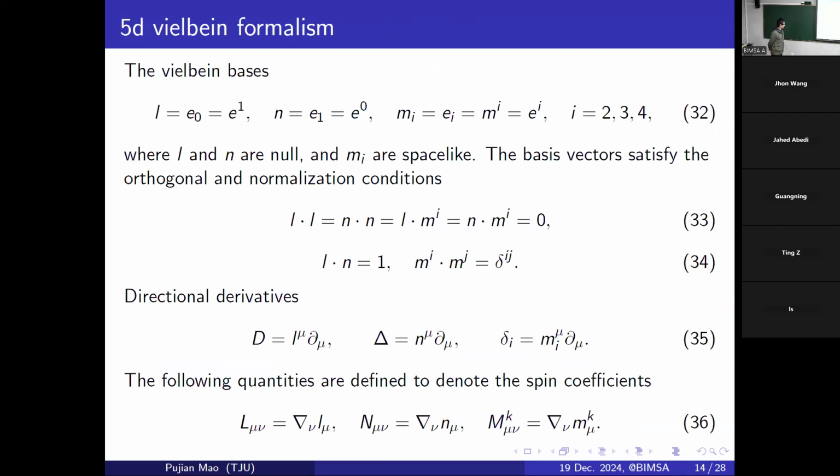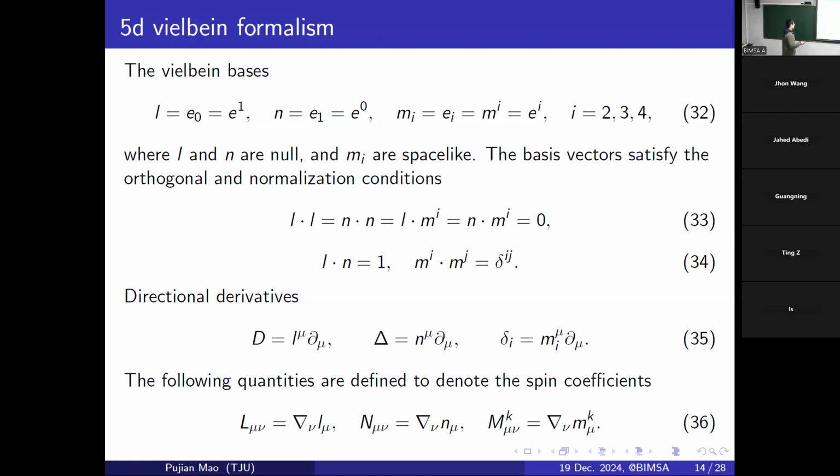Well, to present our construction, we need to know some basics. So in 5D, you do not have an NP formalism. You cannot choose all your basis vectors null. Normally, people choose this, well, just a standard Weyl-Bach formalism. You choose 2 null vectors plus 3 space-like vectors as your basis.